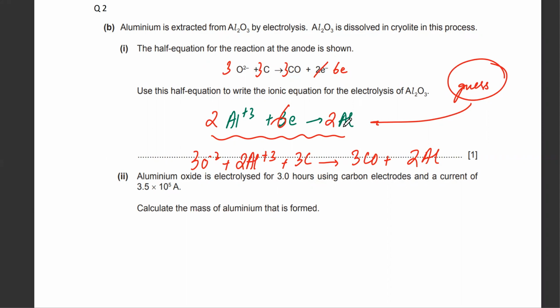I mean, that's the only possibility. You have studied this in O levels as well, but you know that aluminium is getting reduced at the cathode because you are extracting aluminium. So aluminium ions in aluminium oxide would be turning into aluminium. So that's kind of obvious.